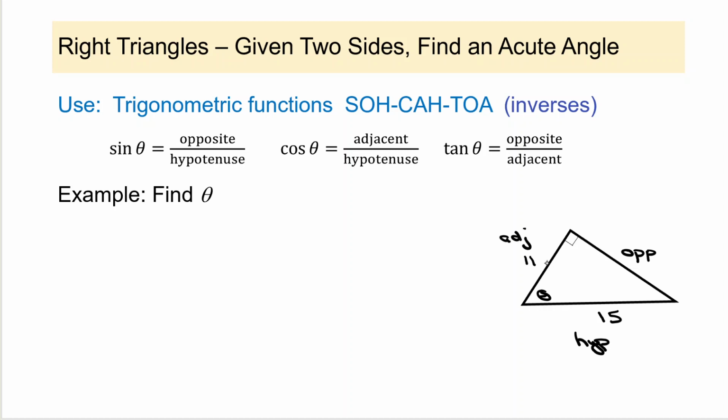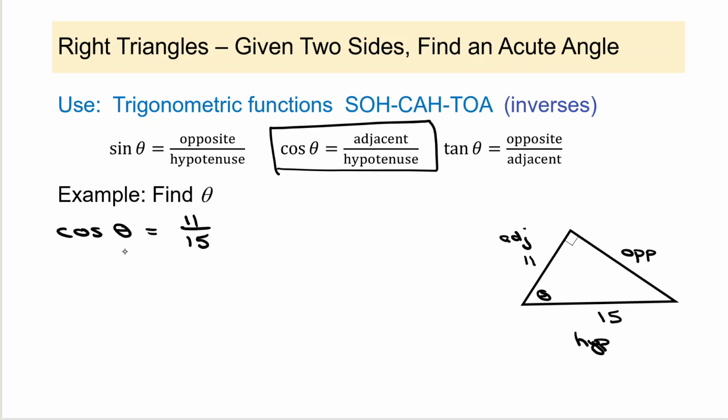The sides we know are the adjacent and the hypotenuse. So we're looking for a ratio or a trig function that uses adjacent and hypotenuse for the ratio. So it's going to be the cosine. So our equation will be cosine theta equals adjacent is 11 and hypotenuse is 15.